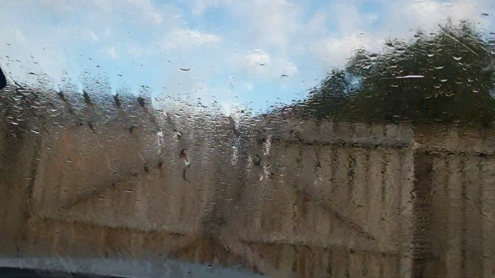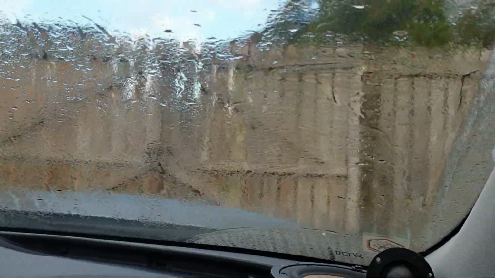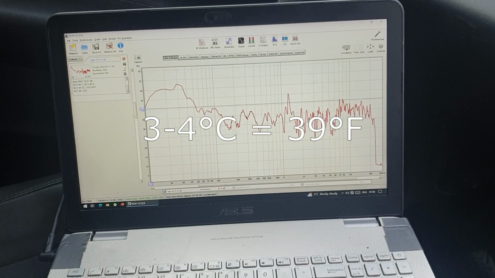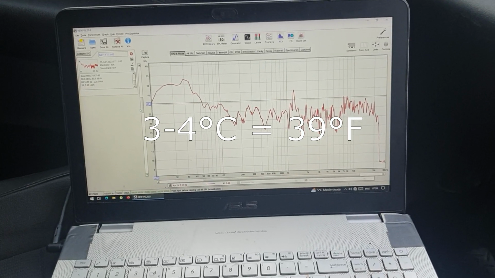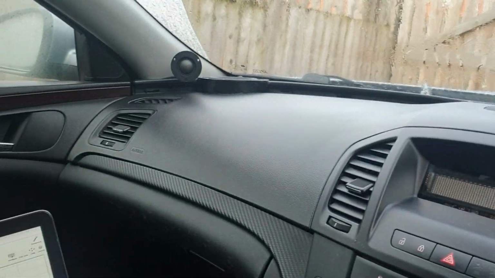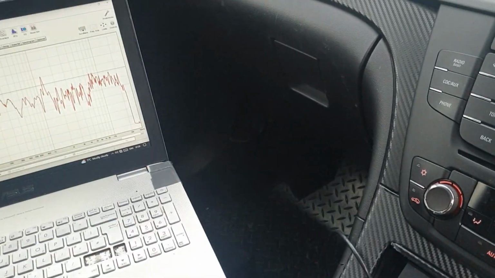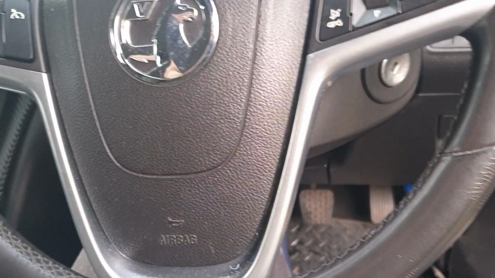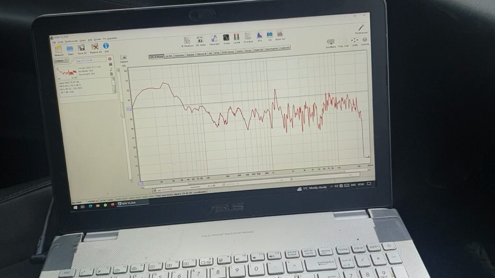It's already starting to thaw. See, the ice is already going, but it's still probably like 4 degrees Celsius. After half a day, I'm gonna do another measurement with everything warm, because now the suspension is stiff from sitting overnight in the cold. All the subwoofers are very cold and stiff. We'll see if there's a difference later on.